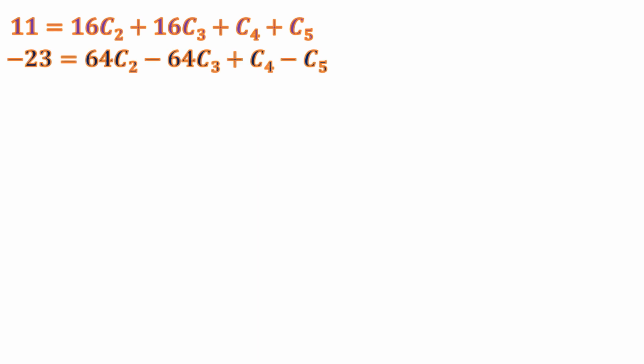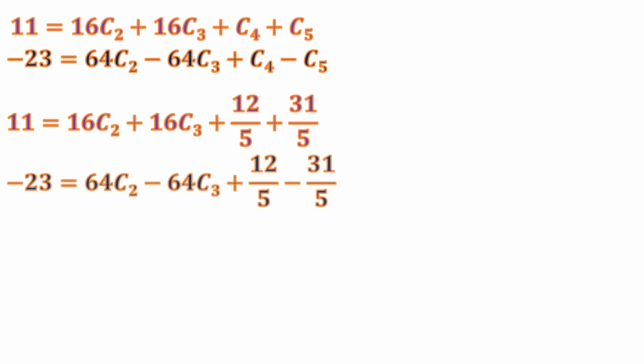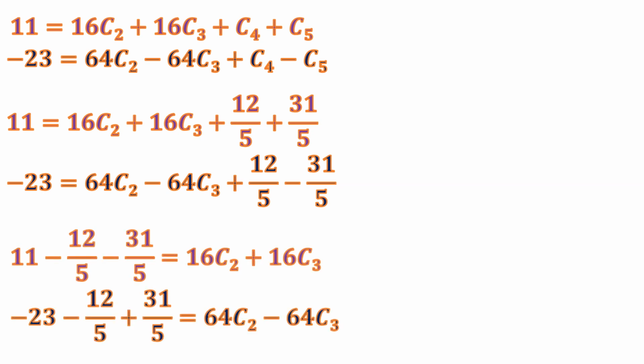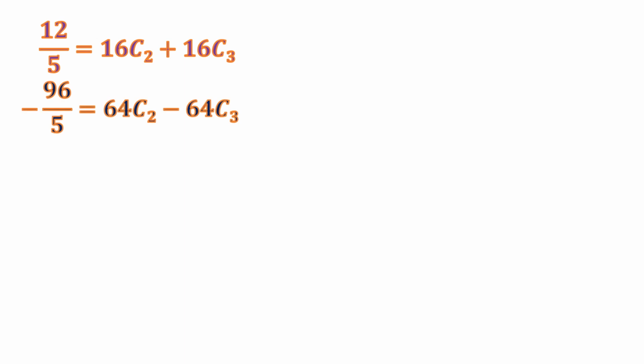Now this time I'm gonna pair the violet and the blue equation, because C4 and C5 are given. So let's change the C4 and C5 in both equations, 12 fifths and 31 fifths. Then we are going to transpose in both equations and then combine. It's 12 fifths equals 16C2 plus 16C3. And also for the blue, it becomes negative 96 fifths equals 64C2 minus 64C3.